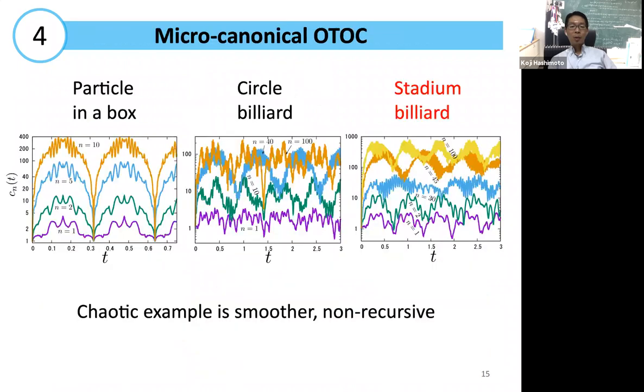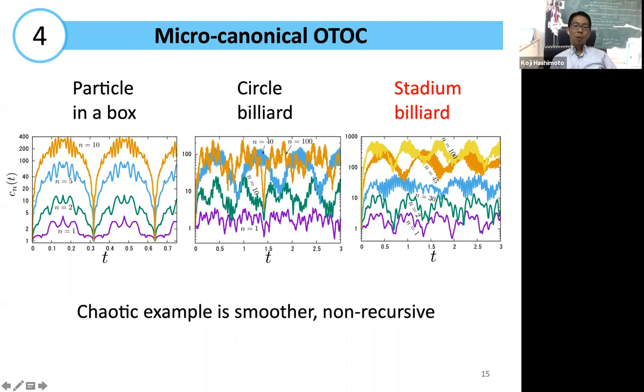And the computation is quite straightforward. So here is a result of micro-canonical OTOC for 3 systems. The first is a one-dimensional particle in a box. The second one is circular billiard. And the third one is stadium billiard. And as you can see, in this first example of a particle in a box, the micro-canonical OTOC comes back to 0, and it's periodic.